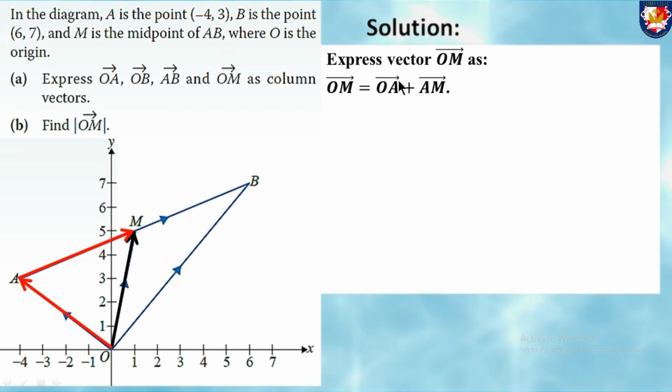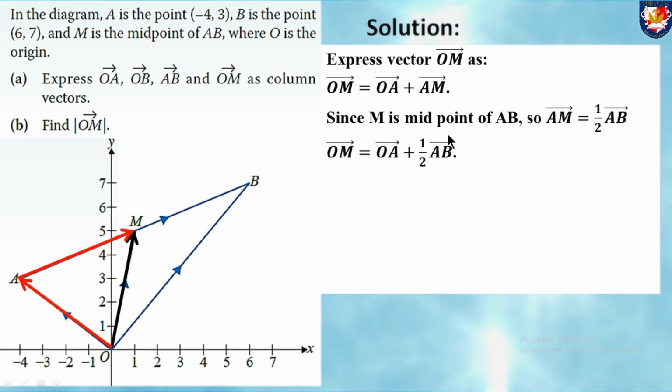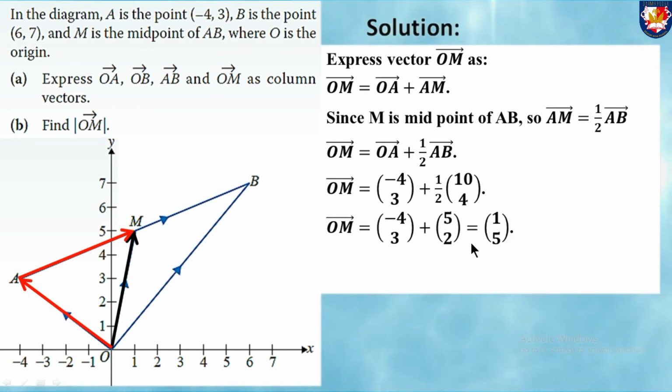Now, since M is the midpoint of AB, AM equals a half of AB. So we can write OM equals OA plus a half of AB. We have found OA and AB. OA equals negative 4, 3 and AB is 10 and 4. Now multiply a half with vector AB. So OM equals 1 and 5.